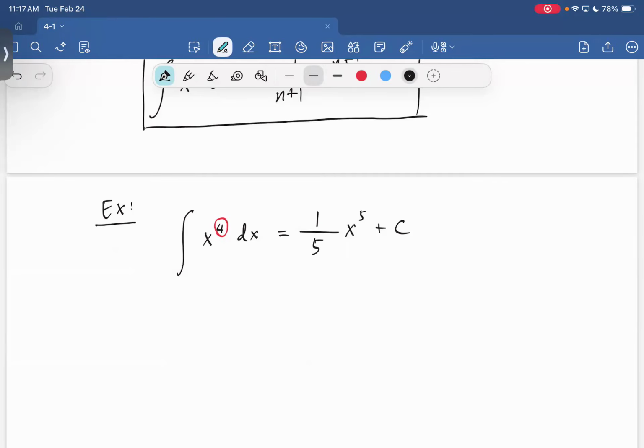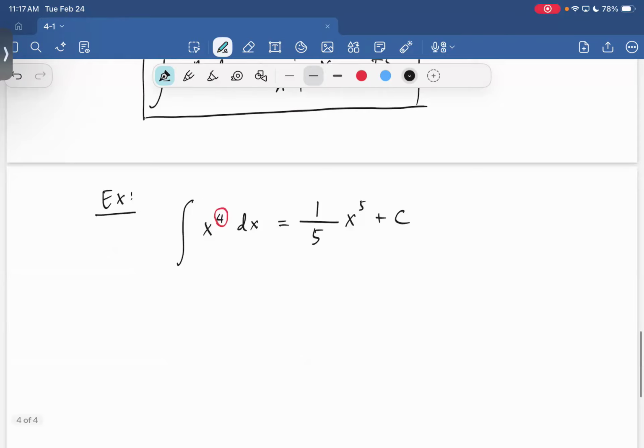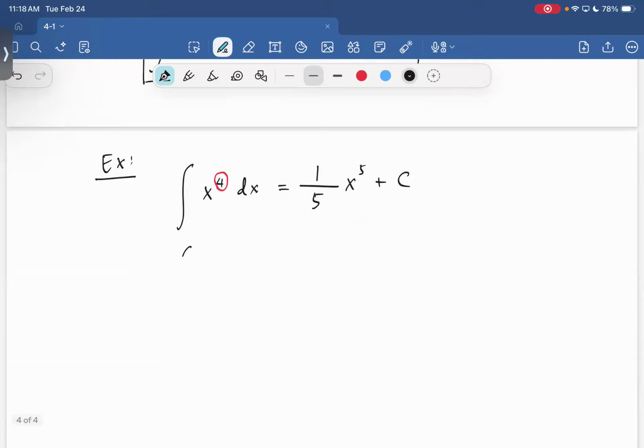Where'd you pull 1/5 out of? I just said you raise the power by 1 and you take the reciprocal. So 4 plus 1 is 5, and then that gives you 1/5 x to the fifth. Okay, I get it. Got it. Reciprocal means flip it. I understand. I'll give you guys another example.